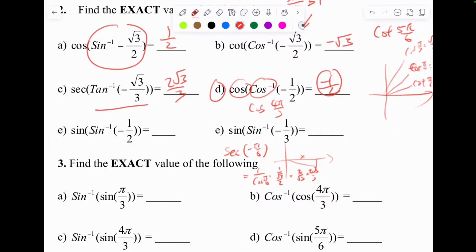Oh, it's 2 pi over 3. You're right. Cosine of, wait. Cosine of, no. This one's 2 pi over 3. Yeah, this is 2 pi over 3. Okay, but cosine of 2 pi over 3 still answers negative 1/2. Thank you. Okay, sine inverse of negative half. Elizabeth? Is the inside pi over 6? No.